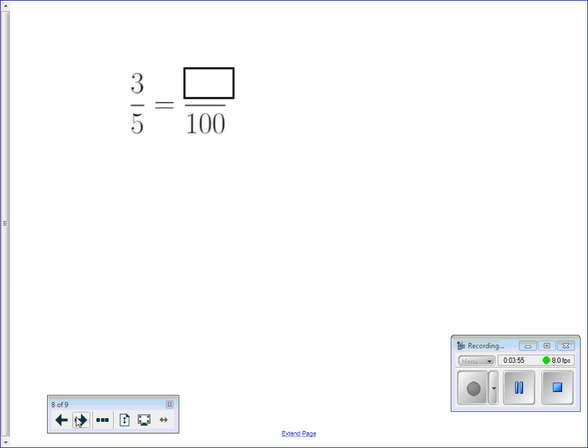So here I have 3/5 equals something over 100. So let's go ahead and try the multiplication rule here. 5 times 20 is 100, right? So let's take 3 times 20. This gives me 60. So 60 over 100 is equivalent to 3/5.